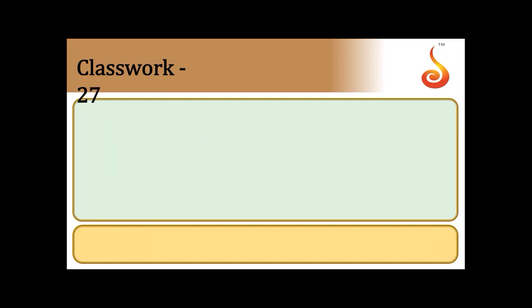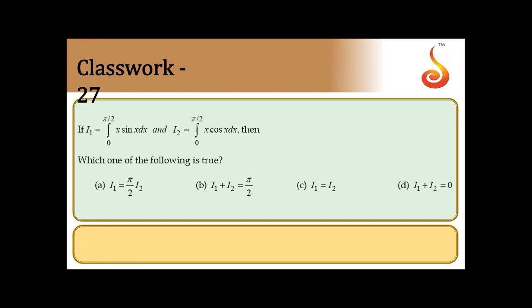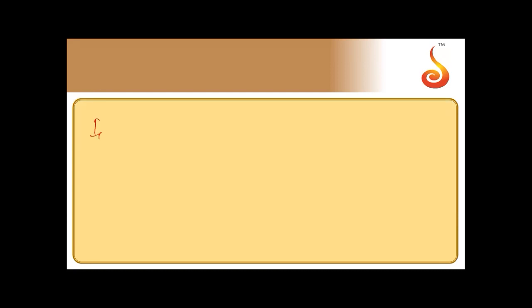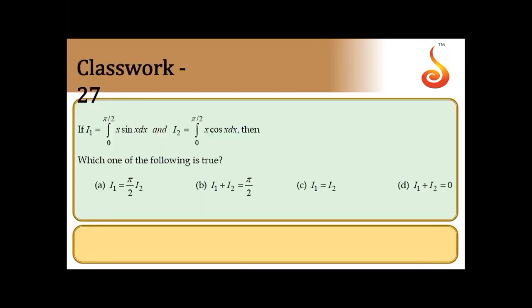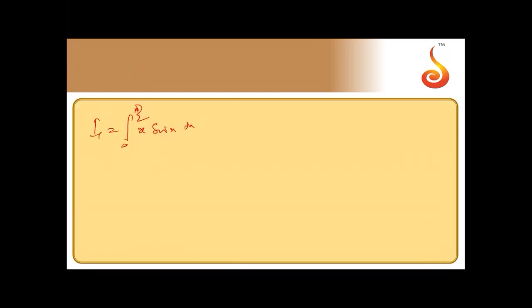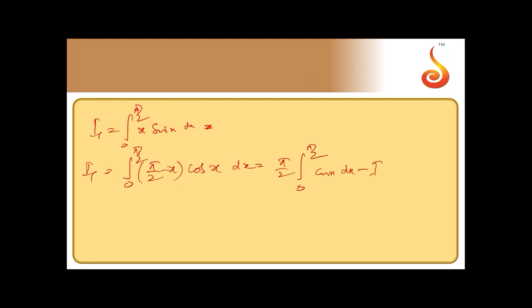Coming to the next one, in 0 to pi by 2, x sin x and x cos x, we need to calculate the relation. I1 is equal to the integral from 0 to pi by 2 of x sin x dx. If I apply the formula for integral 0 to a of f of x dx, I1 can be written as the integral from 0 to pi by 2 of (pi by 2 minus x) multiplied by sin (pi by 2 minus x), which is cos x, dx. That is equal to pi by 2 times the integral from 0 to pi by 2 of cos x dx minus I2.